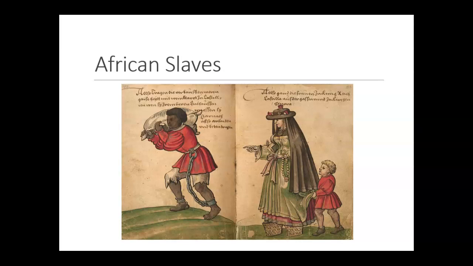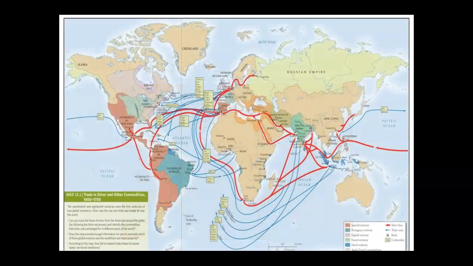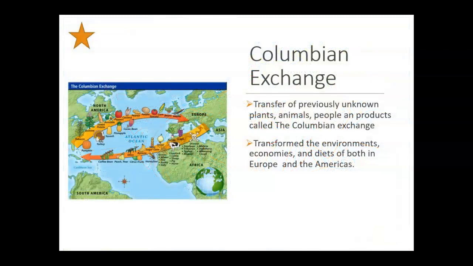Although precious minerals were perhaps one of the most coveted exports from the Americas to Europe, the collision of the two worlds will create a transfer of previously unknown plants, animals, people, products, diseases, and ideas between the Americas and Europe. This transfer is called the Columbian Exchange, named after Christopher Columbus. The Columbian Exchange transformed the environments, economies, and diets of both the people in the Americas and Europe.